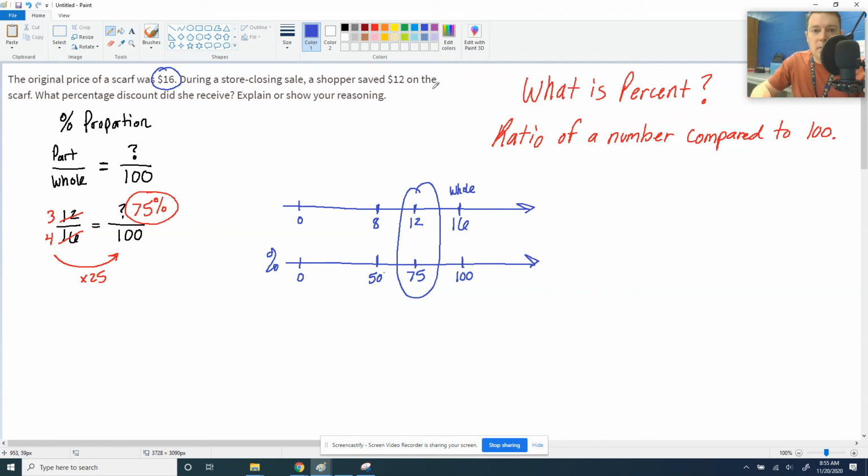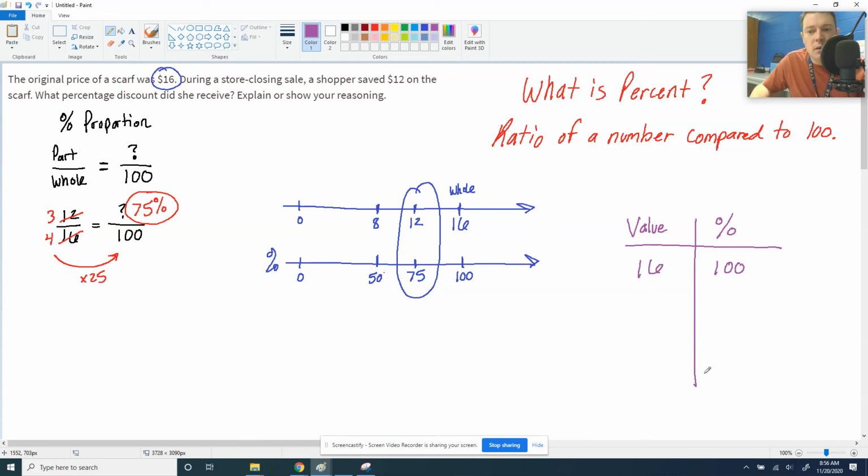And then lastly, the last method that I want to show you, I'll do over here. This will look very familiar. We can do a table. A percent is a ratio of a number compared to 100. It's a percentage compared to a value. And the percentage that's always important is the 100%. And the value in this case that represents the 100% is the full asking price of the scarf before it went on discount.